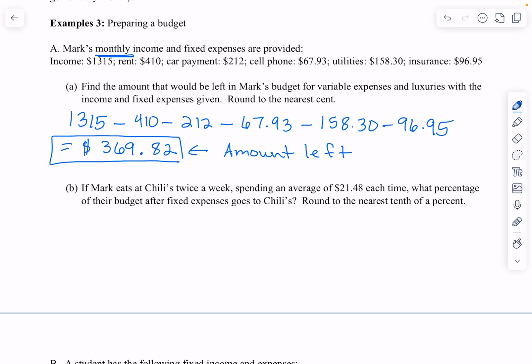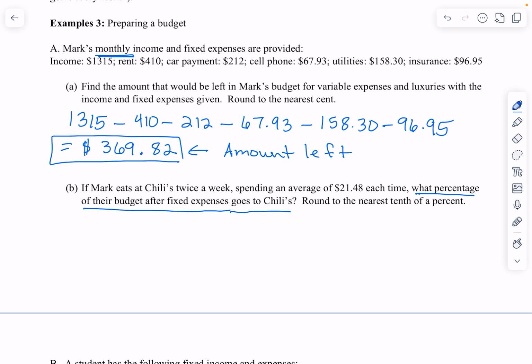So that's the amount of money left in the bank that you have for variable expenses and luxuries. So now here's the next part. It says Mark eats at Chili's twice a week, spending an average of $21.48 each time. What percent of their budget after fixed expenses goes to Chili's?